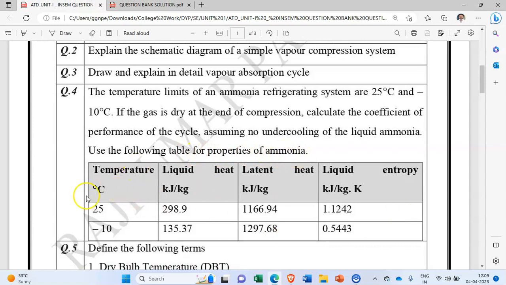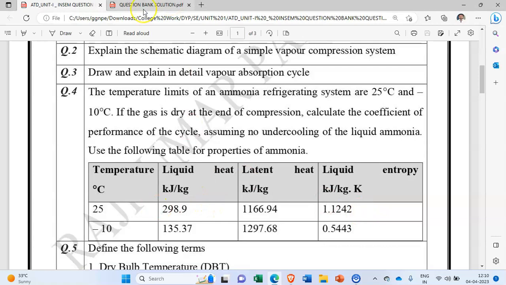So here in the property table, what is given? Temperature of the condenser, that is 25, and minus 10 is the temperature of the evaporator. Liquid heat, that is HF, the enthalpy, is 298.9, and at minus 10 it is 135.37. And latent heat, HFG, is given, not HG. Whatever questions we have solved in lecture, in those HF and HG were given, but here some different quantities are given. And liquid entropy, that is SF, is given, SF1 and SF2.